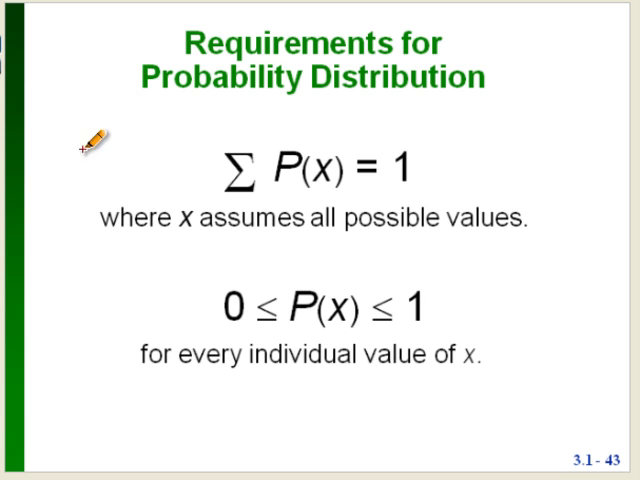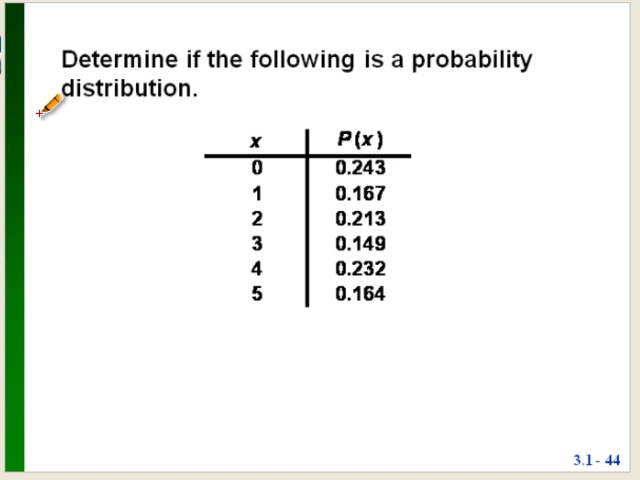Now the requirements for a probability distribution: number one is that if you add up all the probabilities in a probability distribution, they have to add up to 1. The other one is that every value in the probabilities column has to be something between 0 and 1. It could either be a 0 or a 1, but in other words, it can't be negative and it can't be greater than 1. So let's look at this one and decide whether this is a probability distribution or not.